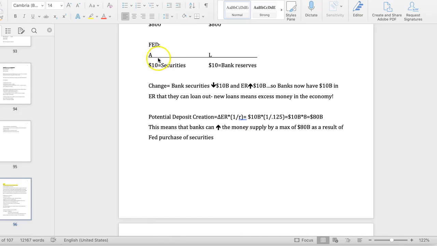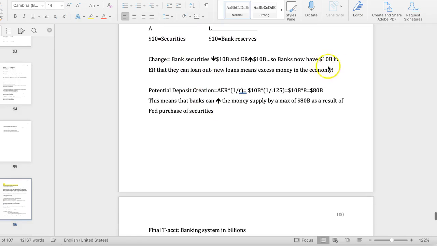All right, so this is the example. The Fed will get those securities and the bank will get the money. So banks now have $10 billion in excess reserves that they can loan out. So now there's going to be more money in the economy. This is good, but it also has a negative aspect. If there's more money out there in the economy, what's going to happen to inflation? The answer is it's going to go up.